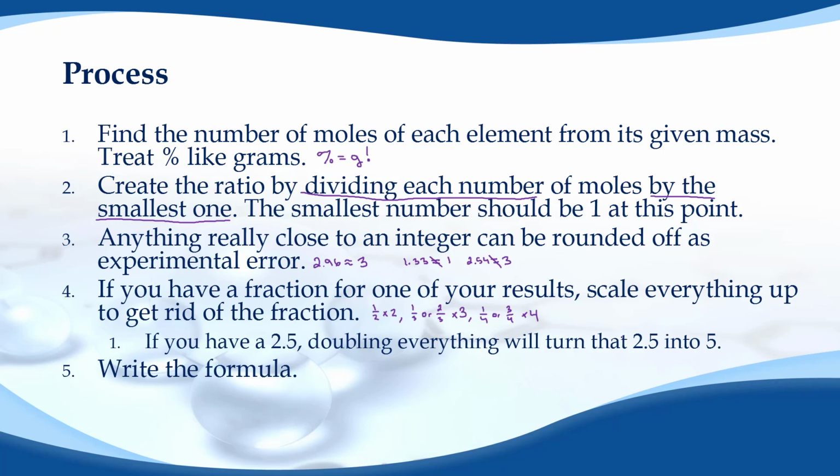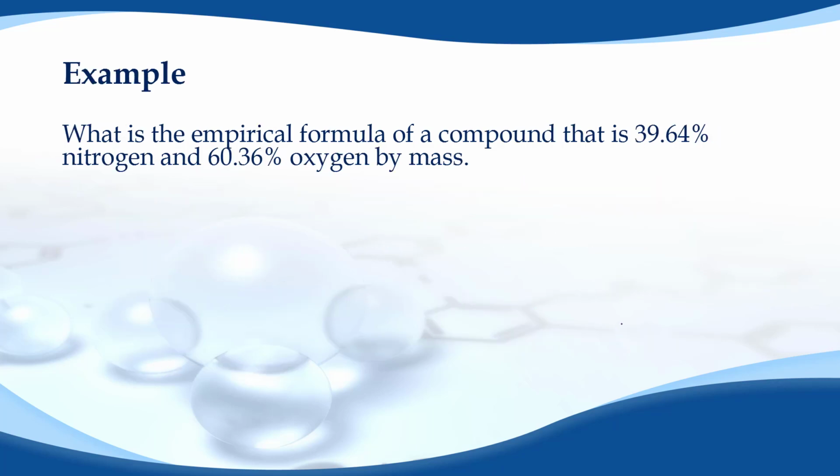So we have a compound that is 39.64% nitrogen and 60.36% oxygen by mass. First thing we're going to do, so pause right here: tell me how many moles of each element you have present. Pick back up once you think you have an answer to that.